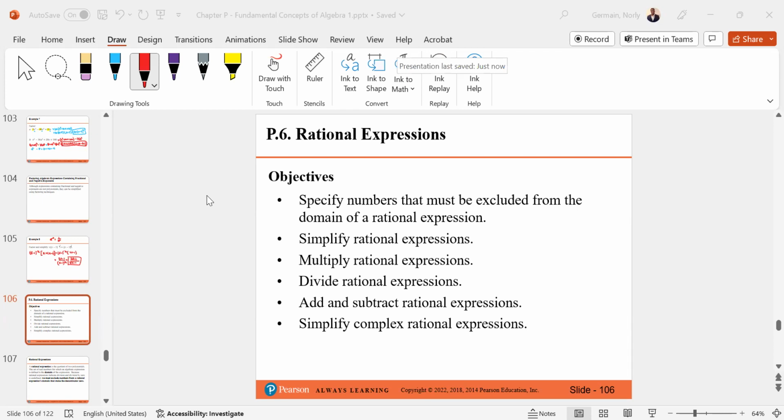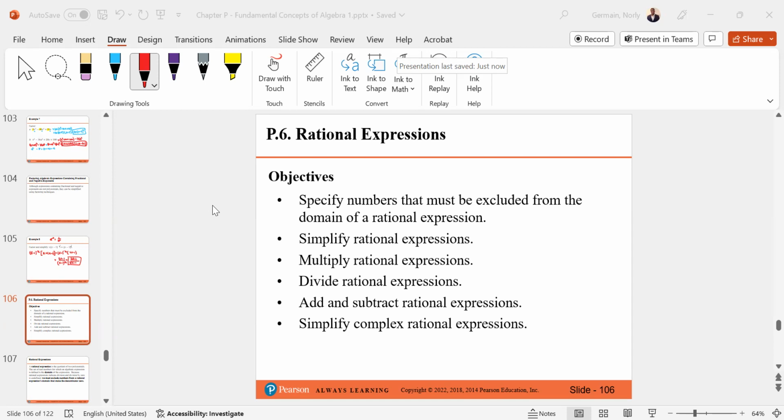In this video, we're going to conclude with our first chapter in this book, Fundamental Concept of Algebra. Especially, we're going to take a look at section 6, rational expressions. Rational expressions are very useful in the way we describe, for example, the cost of environmental projects, right? So that's one of the examples we can use.